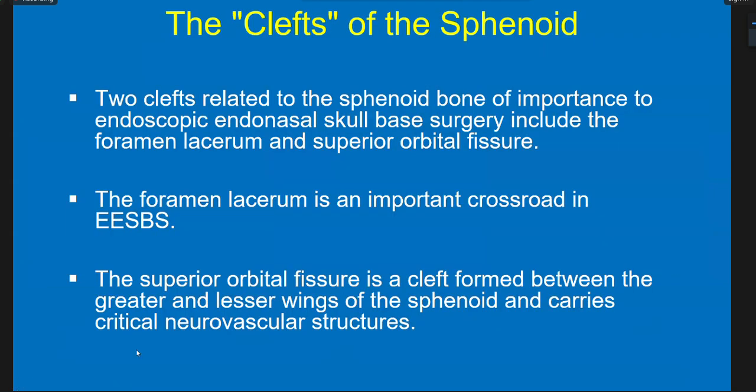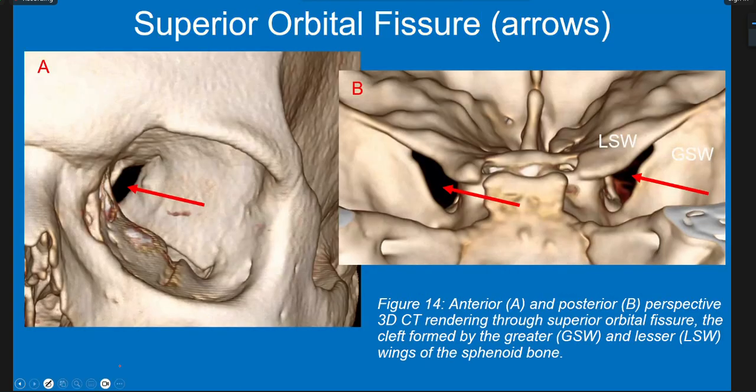We also have clefts of the sphenoid bone. There are two clefts related to the sphenoid bone of importance to endoscopic endonasal skull base surgery. That includes the foramen lacerum and the superior orbital fissure. The foramen lacerum is an important crossroad. Like I showed in the earlier slide, the superior orbital fissure is a cleft between the greater and lesser wings of the sphenoid and carries important neurovascular structures.